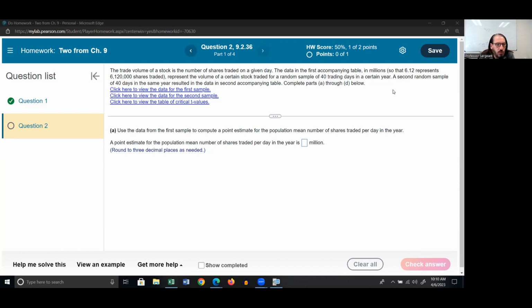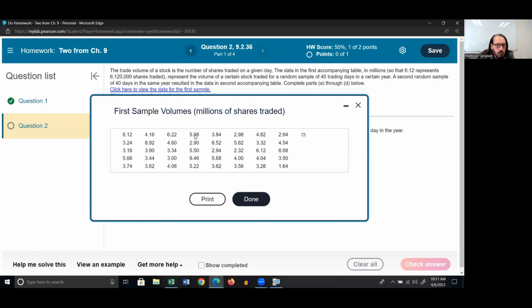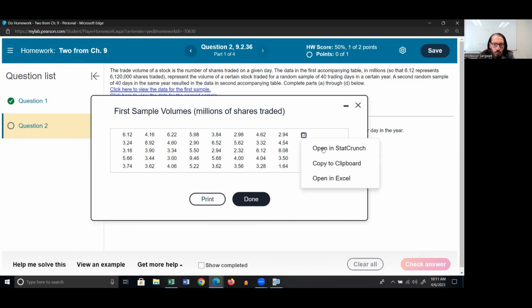All right, so use the data for the first sample to compute a point estimate for the population mean traded per day in a year. In those 40 days, we're supposed to find X bar. Your sample mean, X bar, is your point estimate for your population mean mu. And I'm going to open that in Excel.